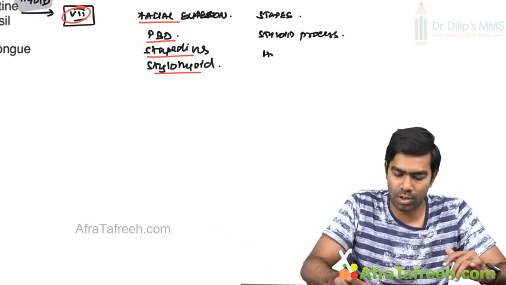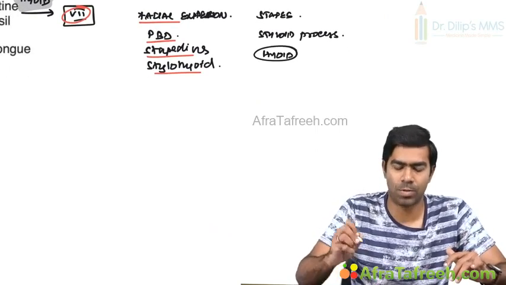A portion of the hyoid bone. Clear? And they form the stylohyoid ligament. Just as the first arch formed the sphenomandibular ligament, similarly the second arch will form the stylohyoid ligament. And a portion of the hyoid, in the sense they will be forming the lesser horn and the upper portion of the body of the hyoid bone. Clear? They will be forming the lesser horn and the upper portion of the body of the hyoid bone.